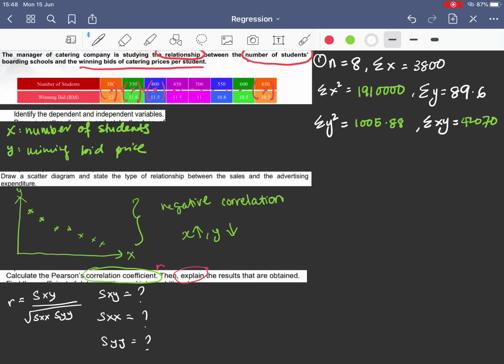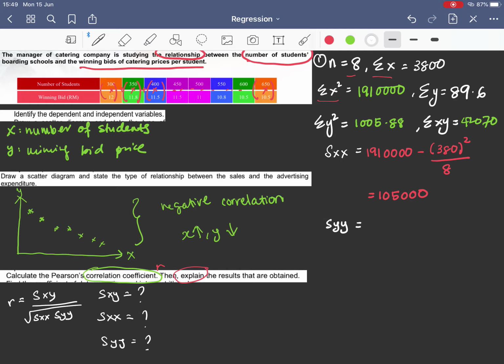And then next, how to find Sxx. Sxx is equal to summation of x square, 191,000, minus summation of x, 3800 squared, divided by n, 8. So Sxx is equal to 105,000. Okay.